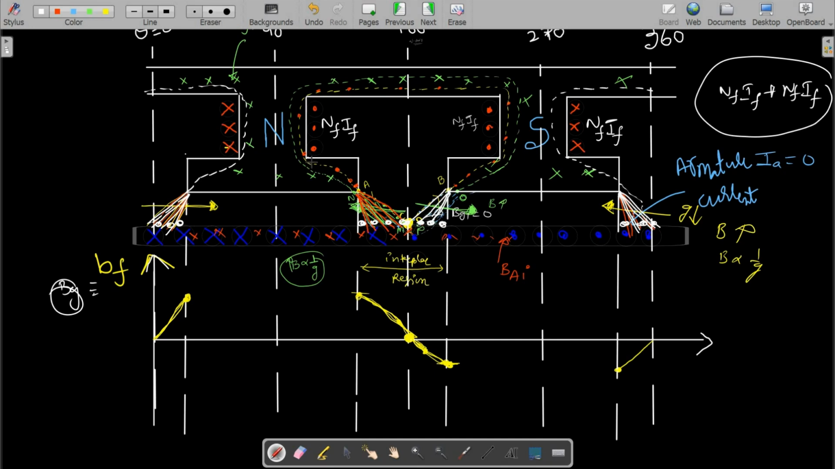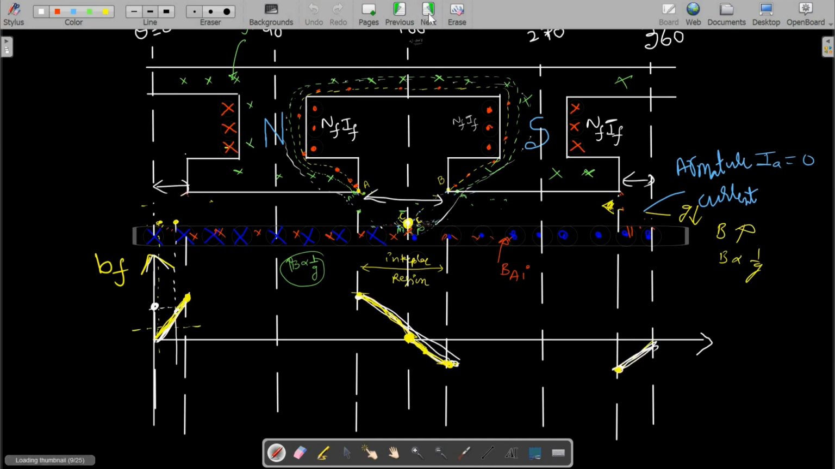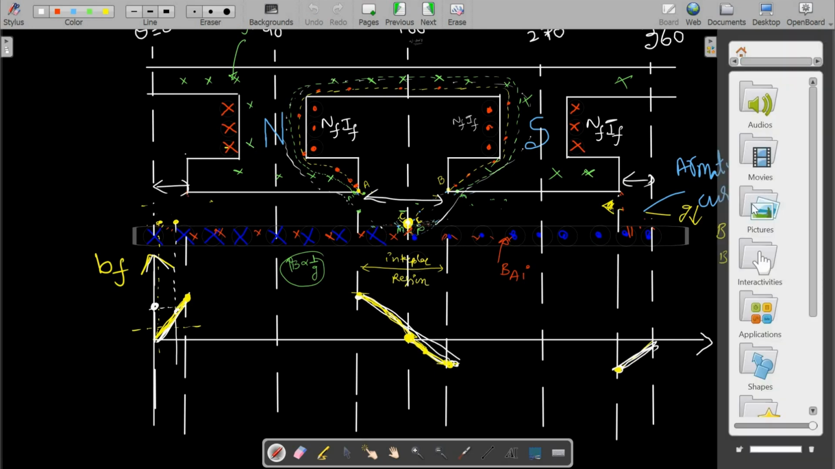Okay, now we will proceed with the derivation of BF in the polar region, that is, under the poles. Under the poles. Let us say, is there any picture?